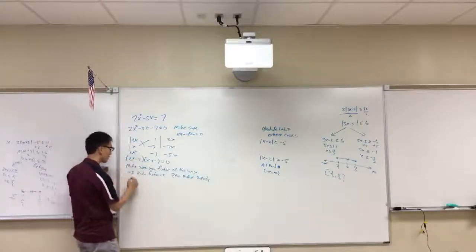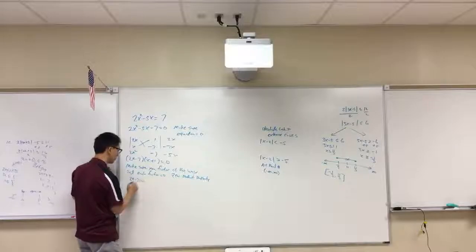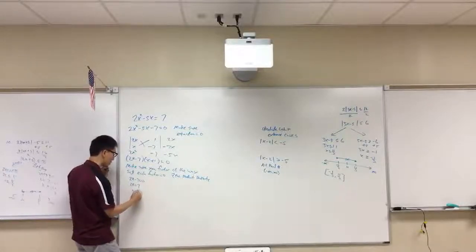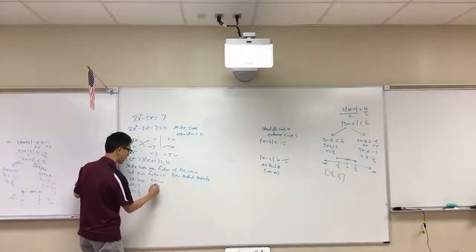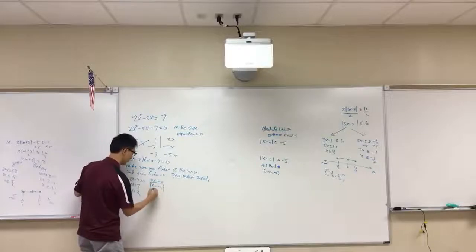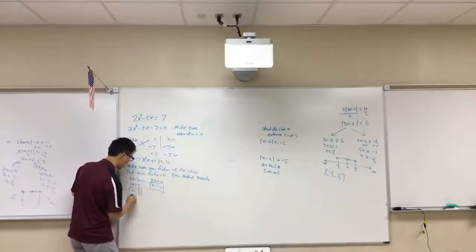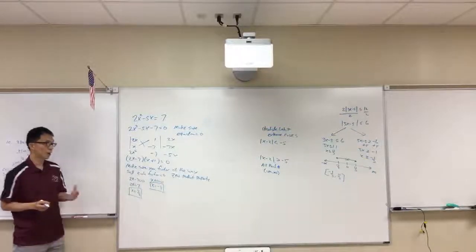So we're going to set 2x minus 7 equal to 0, 2x equal to 7, I'm going to add 7 on both sides, x equal to 7 over 2. x plus 1 equal to 0, x equal to negative 1. So these are the two solutions here. That's going to help you.